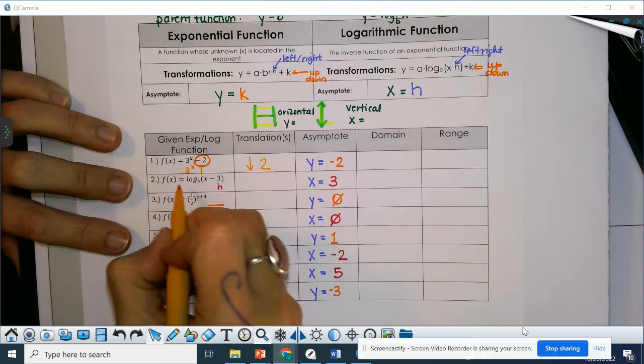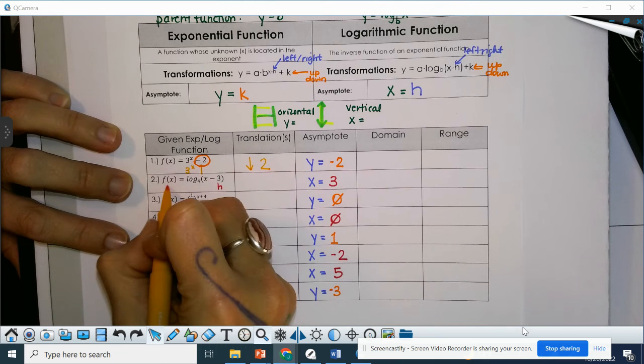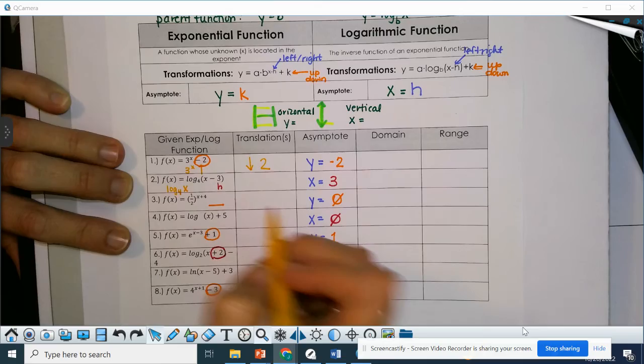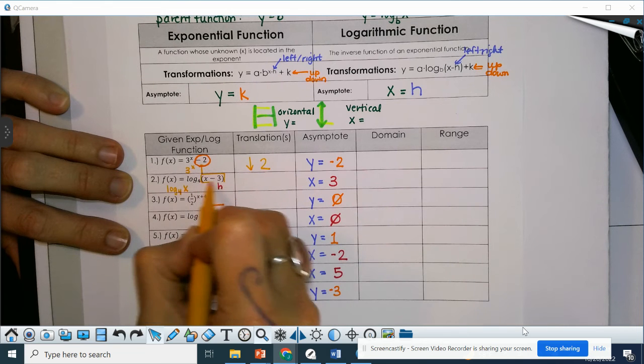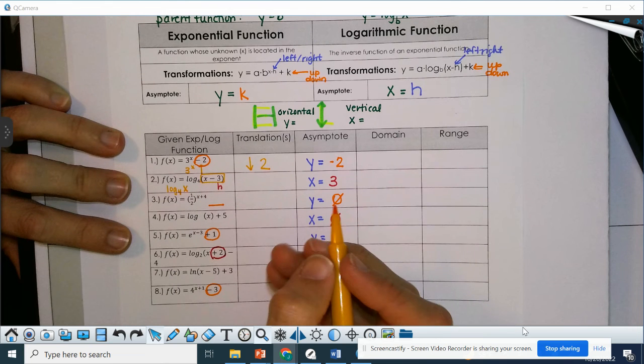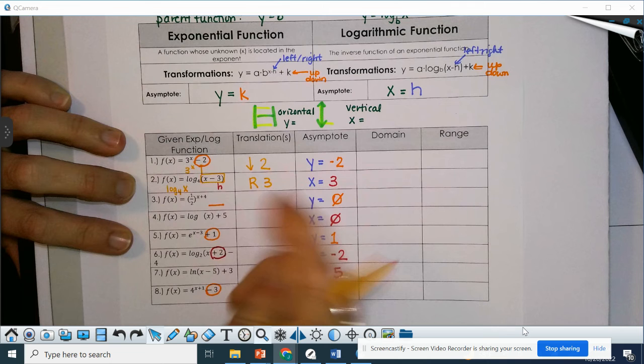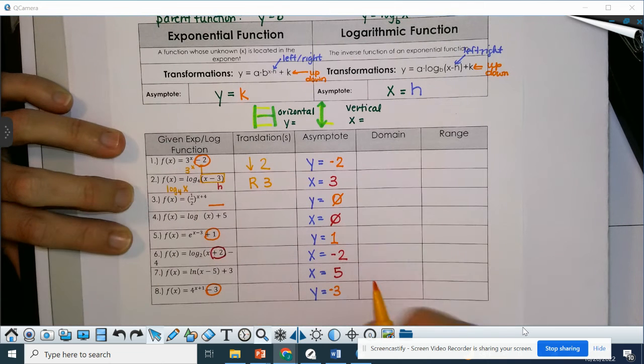And then this guy, so this would be log base 4 of x as a parent function. That 3 is attached to the x, so that means it's going to be left, right. That's a positive 3, so that means it's going to go right 3. Because remember, x minus h is how that outline is written.